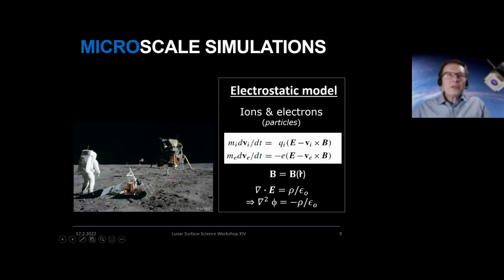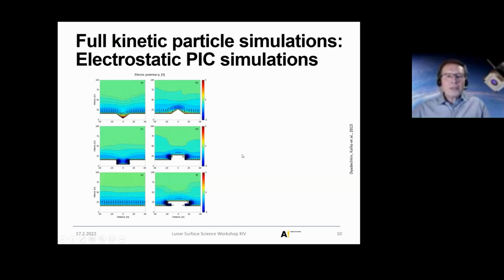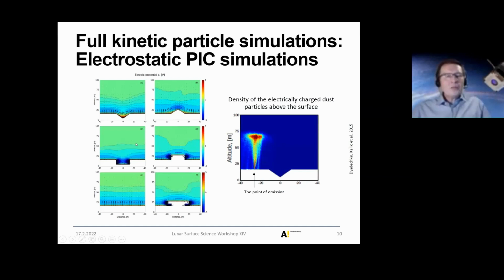Next we will see an example calculated from a so-called electrostatic model, where the magnetic field doesn't have time dependence. Here we can see several landscapes, and the color shows the electric potential near different lunar landscapes. When we know the electric potential, we can calculate the electric field, and we investigate, for example, how charged lunar dust particles behave if they are injected at a certain place from the lunar surface, for example, from this point.